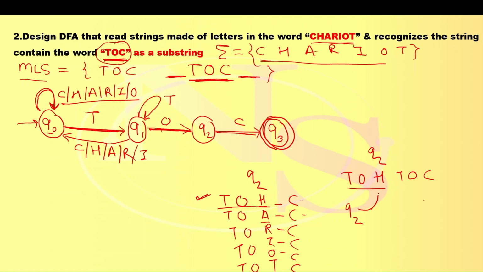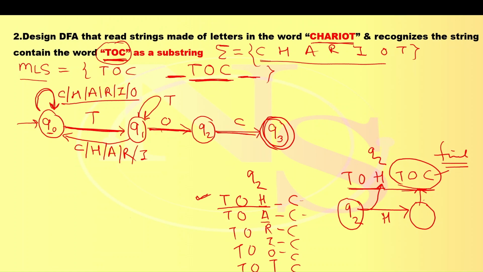How to read this? Q2 is trying to find a transition for symbol H. This transition will go to some other state. That other state will have a path for TOC, which will go to final. Why? Because TOH, TOC is a valid string. After reading a valid string, the automata should go to the final state. Hence, the transition from Q2 for symbol H should go to some other state which will read the TOC.